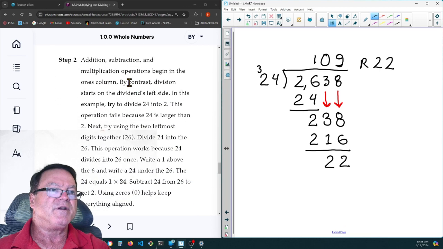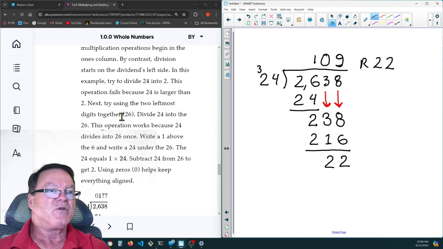Step 2, addition, subtraction, multiplication operations begin in the ones column. By contrast, division starts on the dividend's left side. In this example, try to divide 24 into 2. This operation fails because 24 is larger than 2. Next, try using the 2 leftmost digits together, 26. Divide 24 into 26. This operation works because 24 divides into 26 once. That's why we wrote that 1.